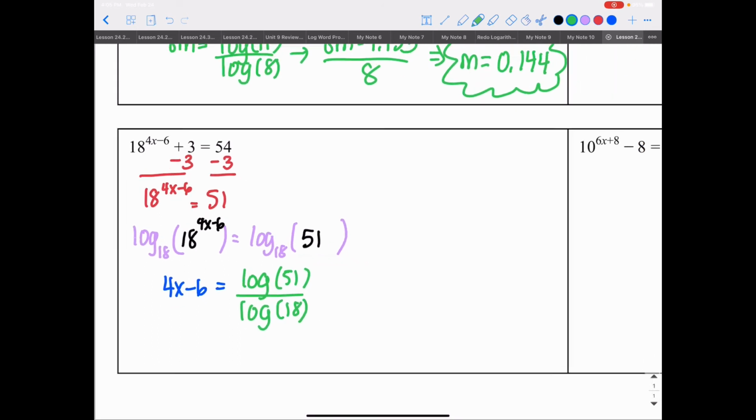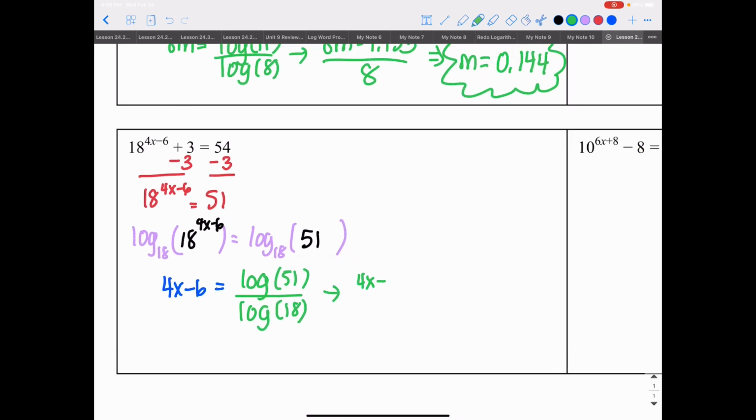If I do this in my calculator, I'm going to get 4x minus 6 is equal to 1.360. I'm going to add 6 on both sides. I get 7.360 is equal to 4x. I'm going to divide both sides by 4, and I'm going to get that x is equal to 1.840.